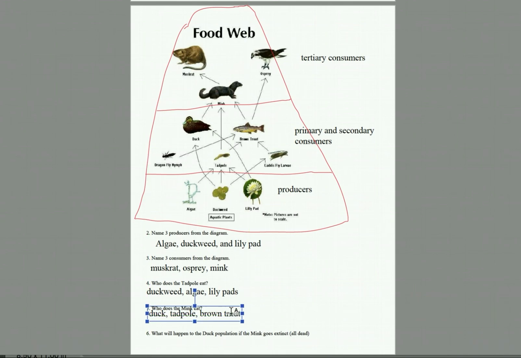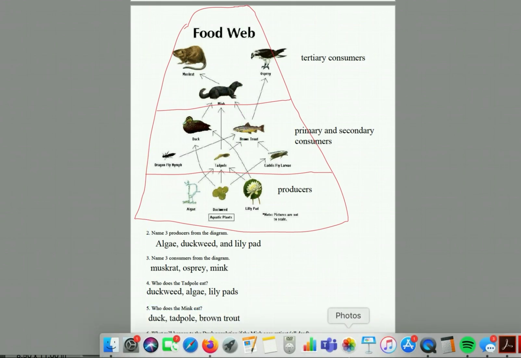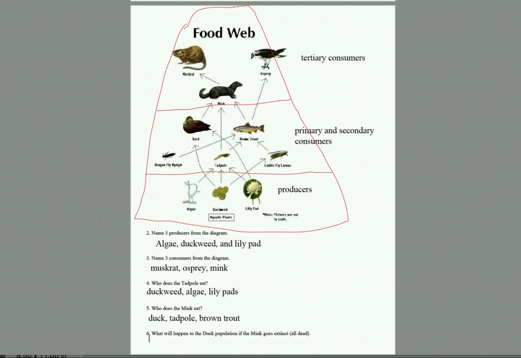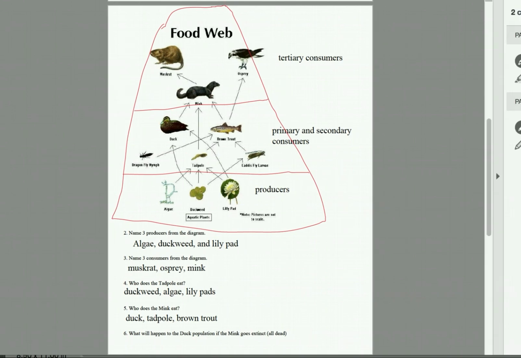Now this is the hardest question. Oh, let's move that down a little bit. I don't like that. Okay. So, what will happen to the duck population if the mink goes extinct? So if we do not have mink anymore. All right, so let's do that.